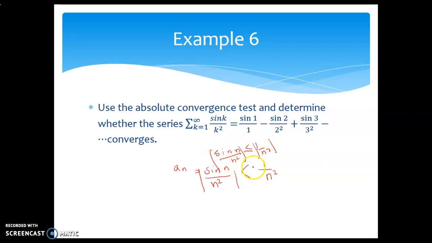So that means now if this one here converges, then this also must converge. So then I'm going to take the limit of that, and apparently this converges. This is equal to 0, so the whole series converges. That's it.